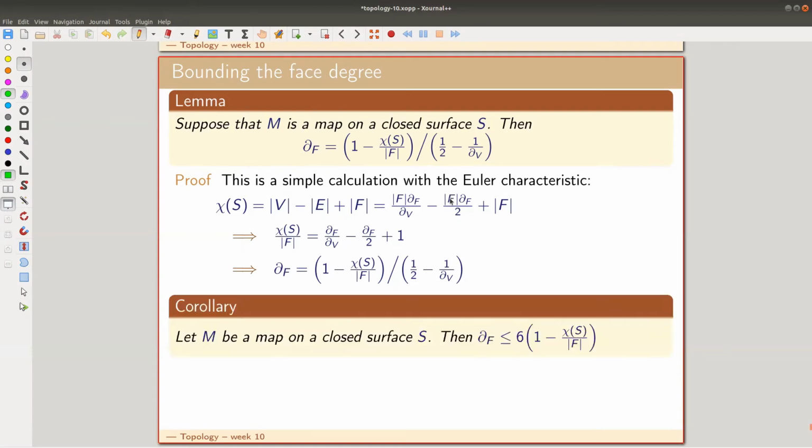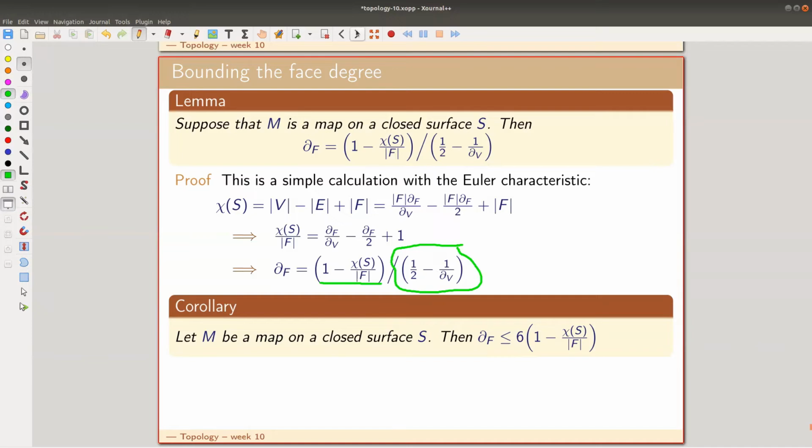Cool. And the corollary, which is really the main point of this whole slide, is that this number is actually smaller than this number here, 6 times 1 minus delta of s over f. The average phase degree is smaller or equal than 6 times this guy here, and we just say that this one here is at most 6.